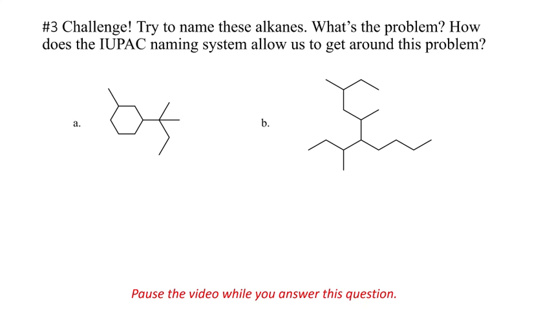Are you back? For A, the problem is, if we try to name this as a cyclohexane, we've got a methyl group, that's fine. But over here, we have quite a little complex branch. What are we going to do with this? Well, actually, I want to show you how this is actually done in the IUPAC. What we do is actually a pretty simple system.